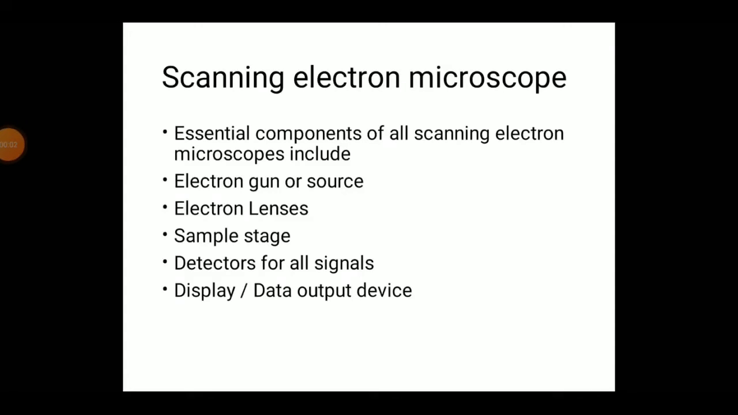So first we'll study about the scanning electron microscopy, that is SEM. The scanning electron microscopy is one of the widely used techniques for nanomaterial characterization, and it is a type of electron microscope that images the surface of the sample by scanning it with a high energy beam of electrons. There are various essential components of the scanning electron microscope, which include the electron gun or the electron source, and then you have electron lenses, sample stage, detectors for all signals, and the display or the output device.